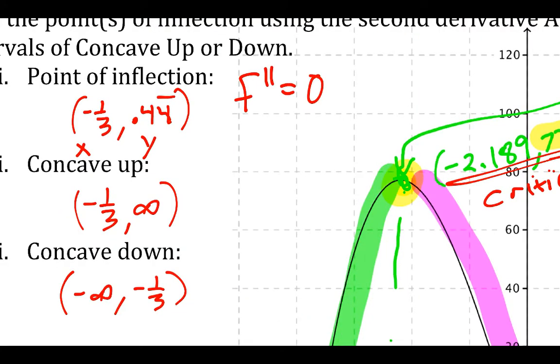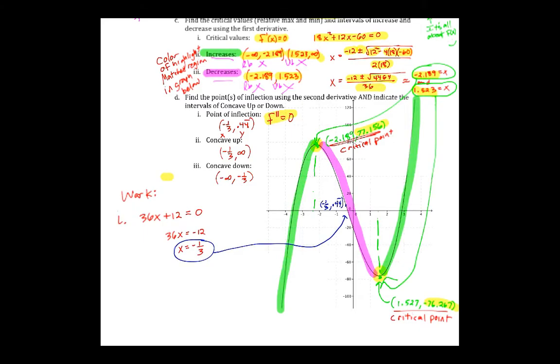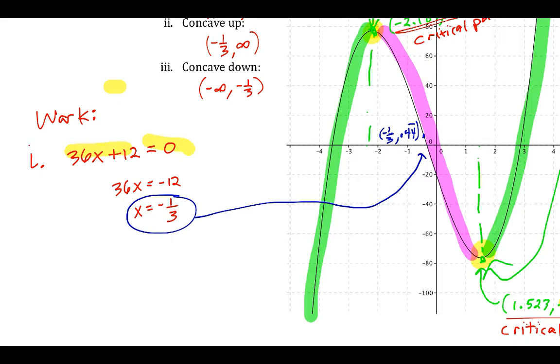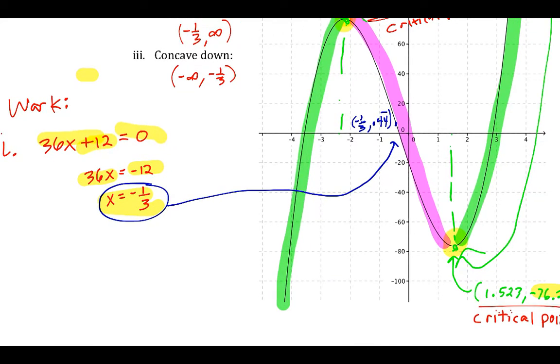Well, to find the points of inflection, you have to set the second derivative equal to 0. And so we've got a second derivative. I did my work down below because I ran out of room. But here's my second derivative, set equal to 0. It's a linear equation. So I subtracted 12 from both sides, and I divide by 36, and I get -12 over 36, which is -1/3. So I kind of jumped to that conclusion, but I was assuming you could make that calculation.